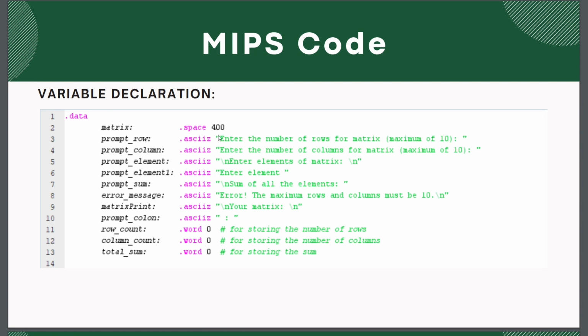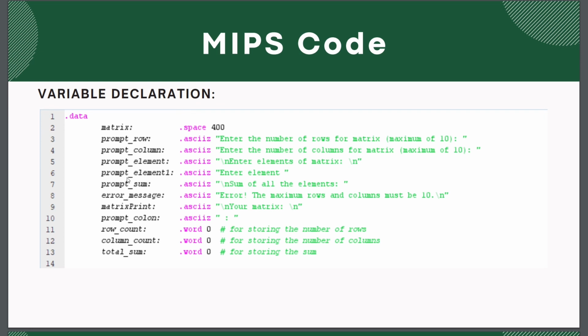Why do we take 400? Because we store integers as values in our matrix. An integer has 4 bytes, and the maximum row and column for our matrix is 10. So 10 times 10 is 100, and then 100 times 4 is 400. So that's the reason why we take 400 for our reserve in the matrix.